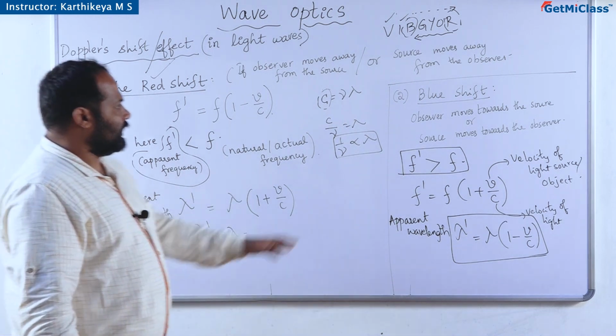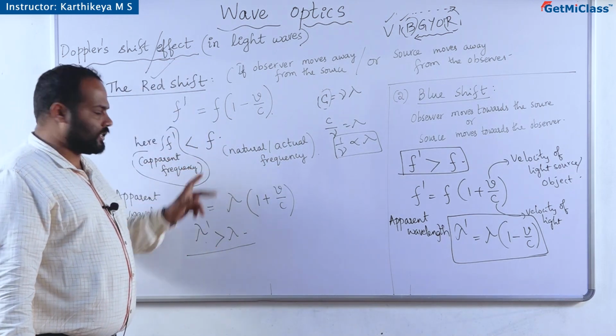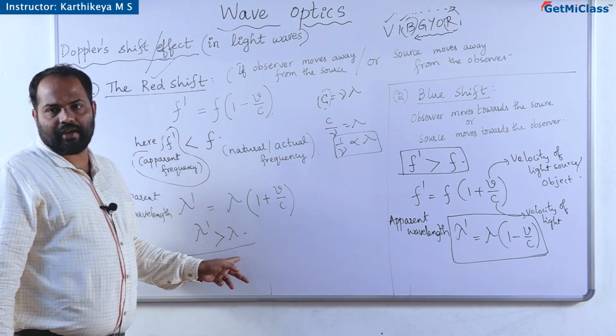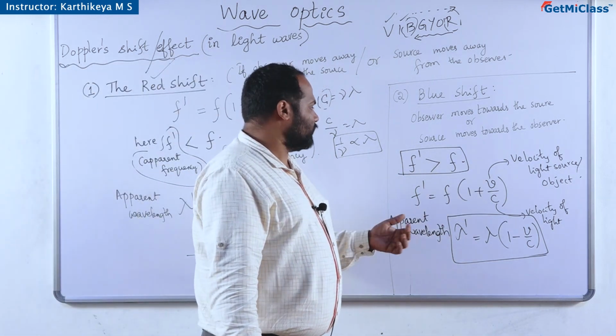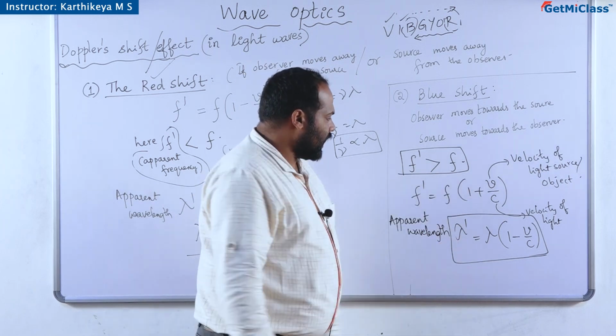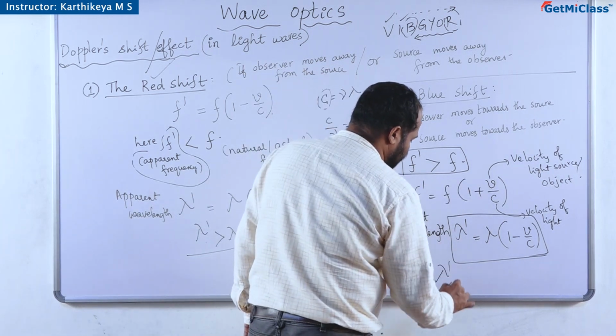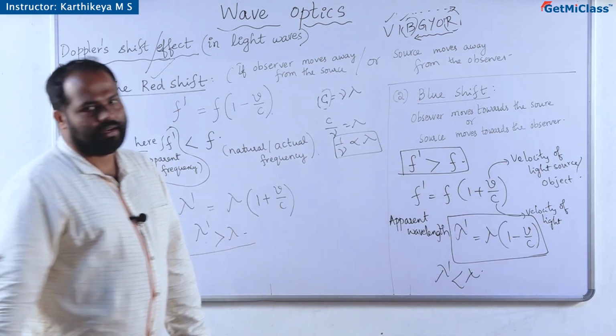Clearly in red shift, apparent frequency is lesser than actual frequency and apparent wavelength is more than actual wavelength. Whereas in blue shift you are moving towards higher frequency, where apparent frequency is more than actual frequency, and apparent wavelength lambda dash is less than actual wavelength lambda.